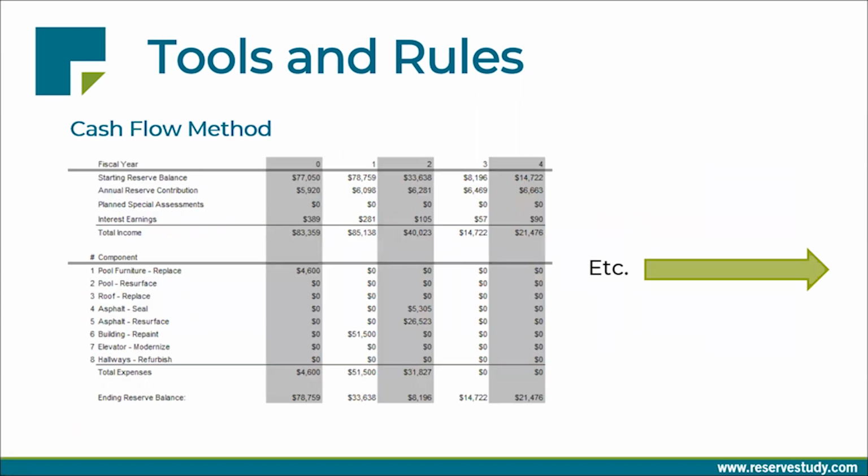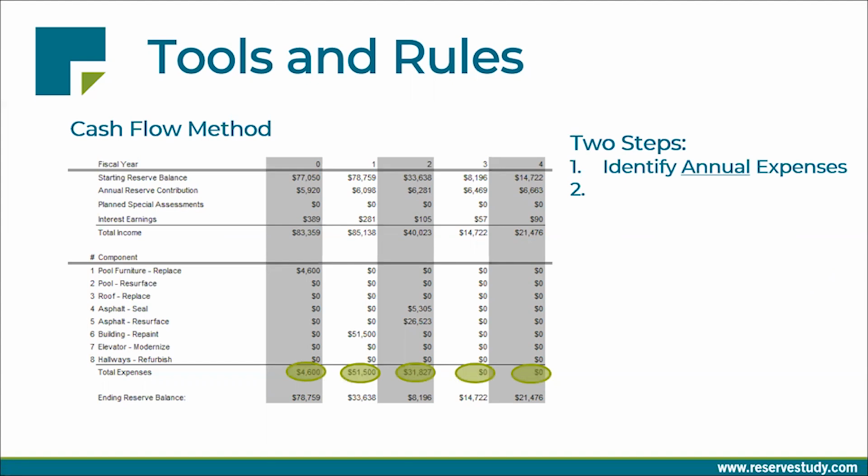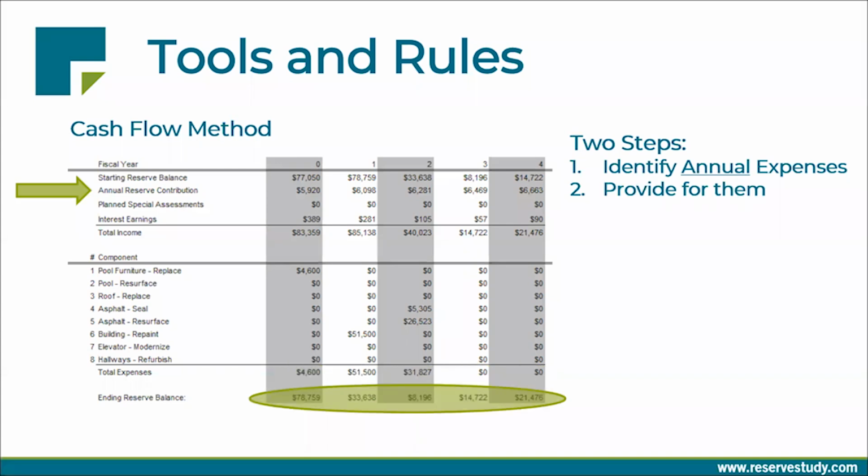The cash flow method is a little bit different. Again, it's the same components, exactly the same components, but you look at it in a different way. The first step is to lay them out over time. What are the expenses going to be? And you look at the annual totals. So you're looking at reserve expenses, not roofing or painting or pool or anything like that. You look at the reserve expenses, and then you provide the cash that is needed.